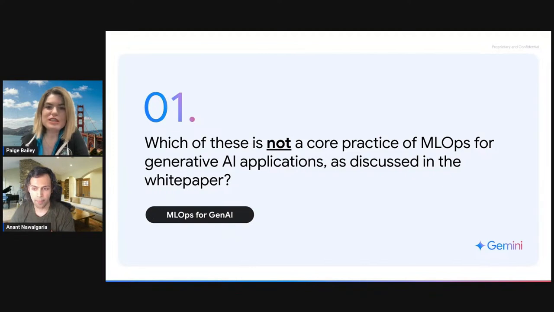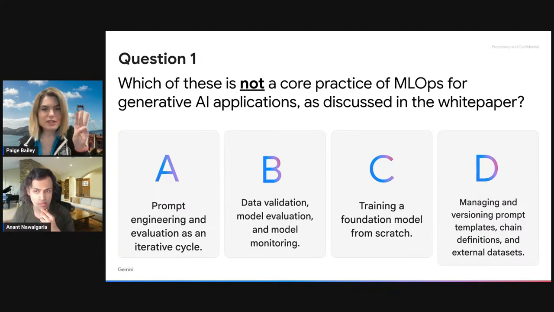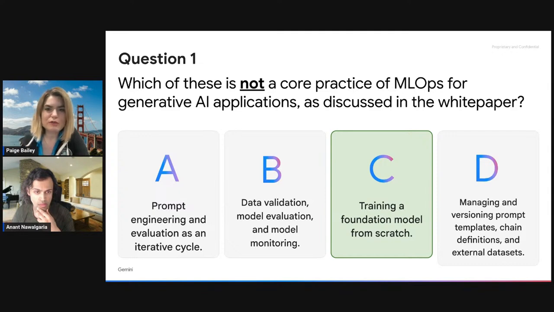So first question, which of these is not a core practice of MLOps for generative AI applications as discussed in the white papers? Is it A, prompt engineering and evaluation as an iterative cycle? B, data validation, model evaluation, and model monitoring. C, training a foundation model from scratch. Or D, managing and versioning prompt templates, chain definitions, and external data sets. Which of these is not a core practice of MLOps for generative AI? I'm going to count down: 5, 4, 3, 2, 1. And C is not a core practice of MLOps for generative AI applications.